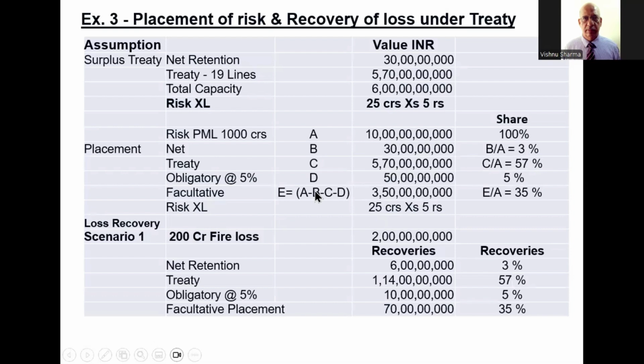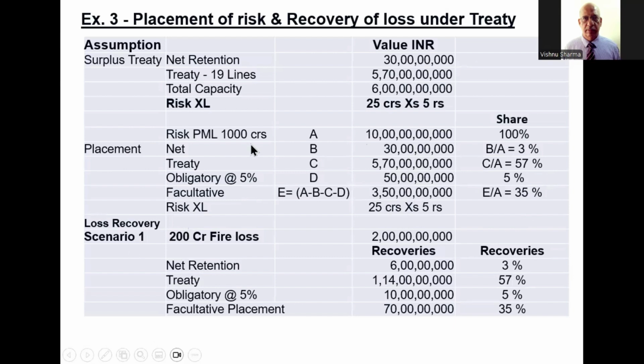Now facultative. There are two ways. If you reduce these three out of 100, then you get 35: 57 plus 3, 60, plus 5, 65. So 100 minus 65 is 35. Or the other way to calculate the fac requirement: how much is placed out of 1000? 30 this, 600 gone, then 50 obligatory GIC. So 650 gone, the balance is 350. 350 is 35% of 1000 crore. So your fac requirement is 35%. And the risk excess in this particular case, we will see how we are going to utilize this risk excess.